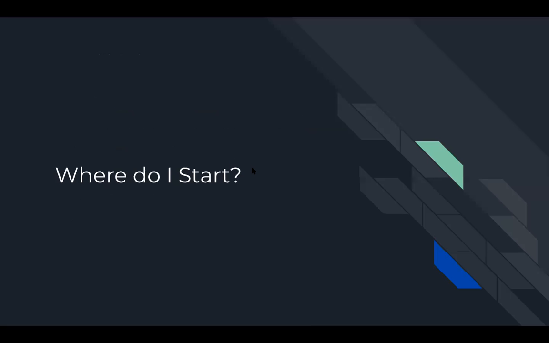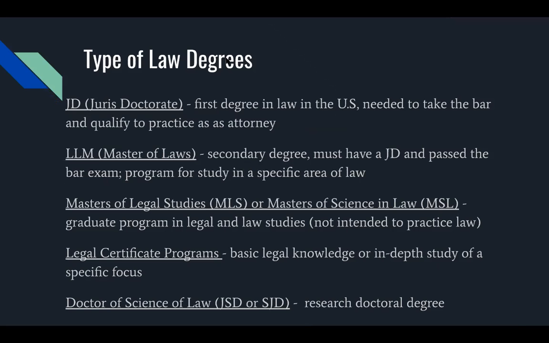Okay, so where do I start? So, types of law degrees. There are multiple types of law degrees. I'm sure most of you are looking for your JD, but we'll go over them. JD, your Juris Doctorate, is the first degree in law in the U.S. You need it to take the bar and qualify to practice as an attorney. So if you want to practice law, you would need to pass the bar exam, and then you'd be a practicing attorney.